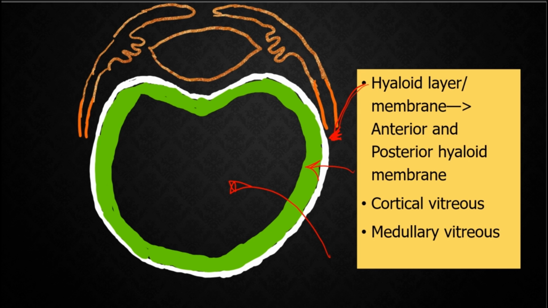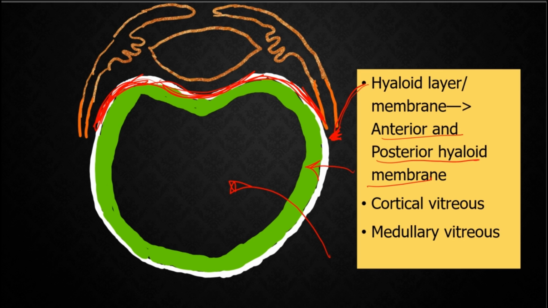Now, I told you that the hyaloid layer can again be divided into the anterior and the posterior hyaloid membrane. The anterior hyaloid membrane is basically the part of the membrane situated over here near the lens and near the vitreous base. So it is situated mostly in the anterior location.